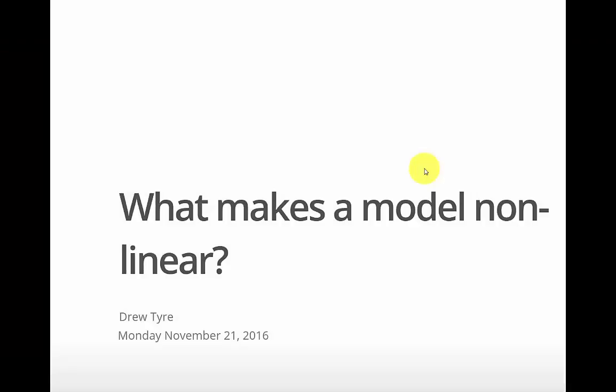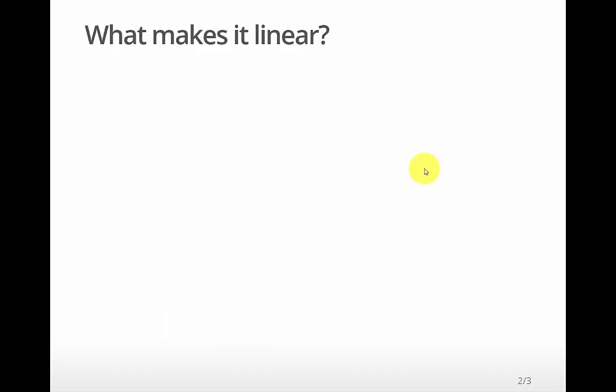So what exactly makes a model non-linear? Let's start by thinking about what makes a model linear. Here's the equation of a line.